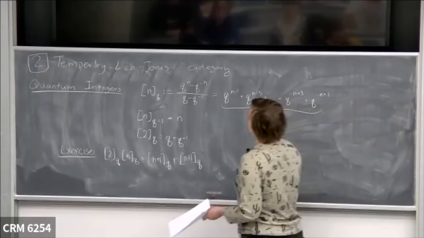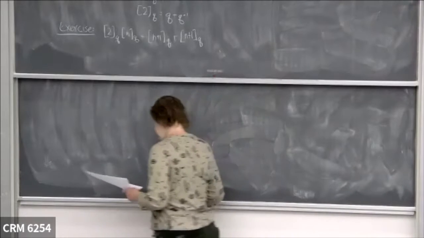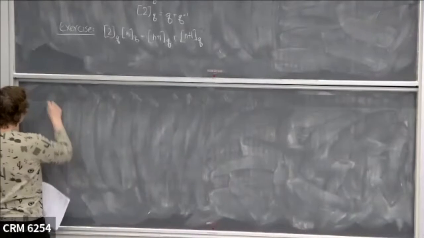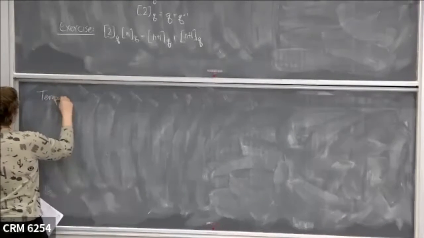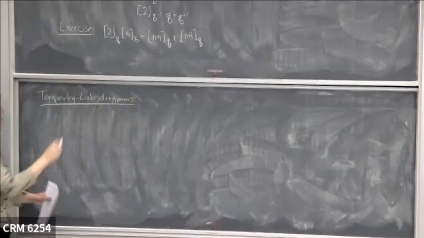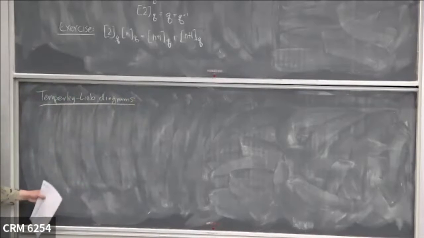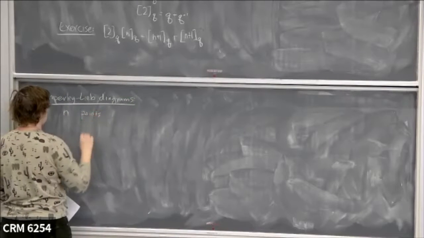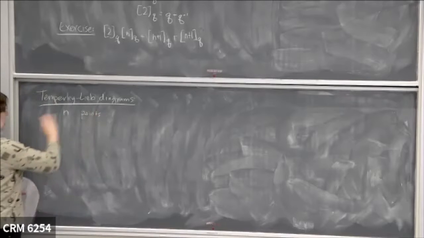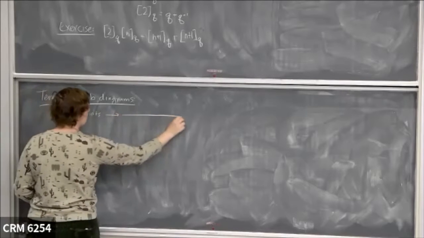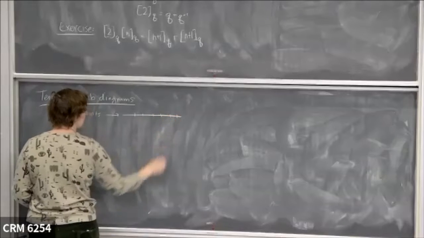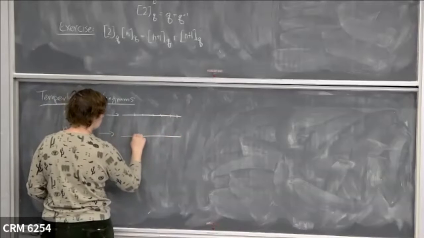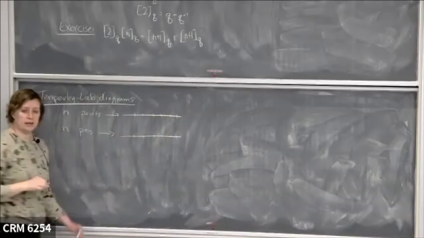And we need these quantum integers to define the Temperley-Lieb algebra, but let's start with Temperley-Lieb diagrams. It's pretty straightforward to draw a Temperley-Lieb diagram. You pick some integer n, non-negative, and you draw n points along a strip at the top and another n points along a strip at the bottom.